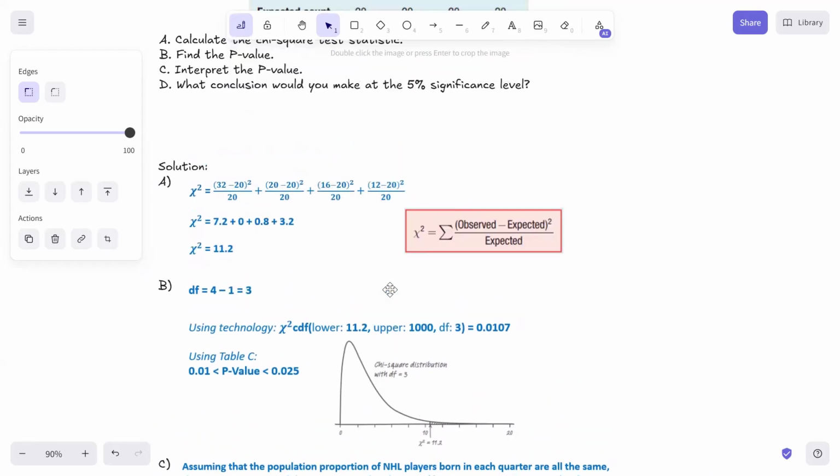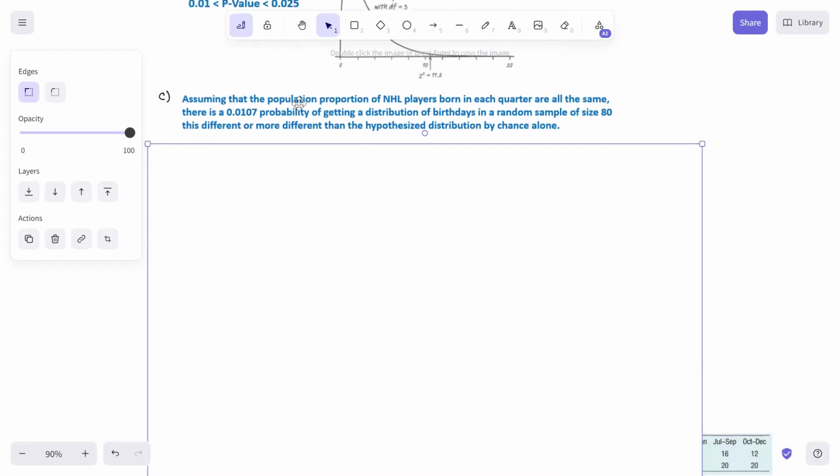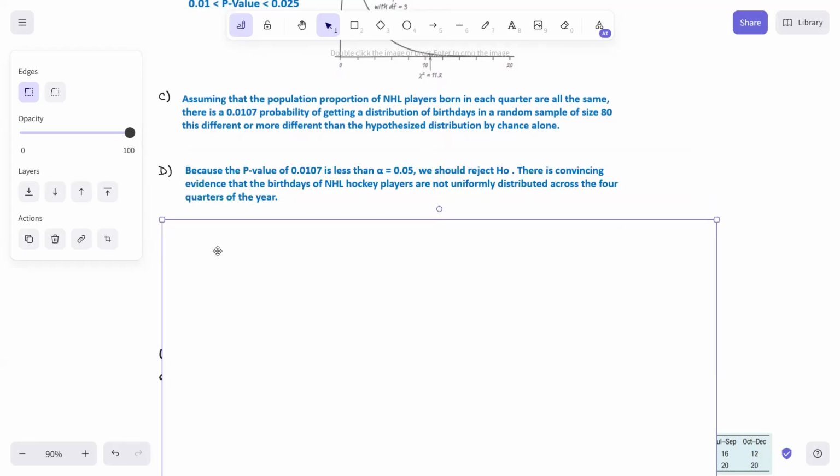And then part D was to state our conclusion. Because the p-value of 0.0107 is less than 0.05, we should reject the null. Remember, there are two sentences when you state your conclusion. You make a determination based on the p-value, and you either reject or fail to reject the null. And then the second sentence says what the conclusion is in context. There is convincing evidence that the birthdays of NHL hockey players are not uniformly distributed across the 4 quarters of the year.